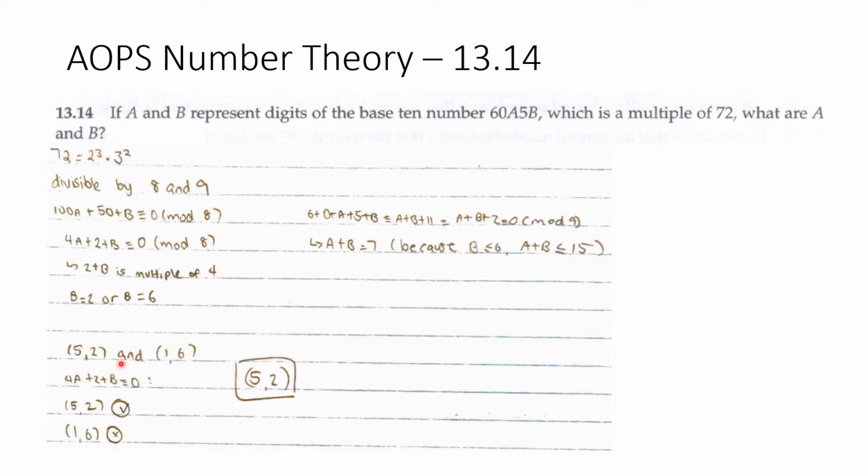So A and B can either be 5, 2, or 1, 6. Since B is equal to 2 or 6, and A plus B is equal to 7, it's either 5, 2, or 1, 6. So 4A plus 2 plus B is congruent to 0. If it's 5, 2, this is satisfied, but if it's 1, 6, it's not. So that means A and B are 5 and 2.